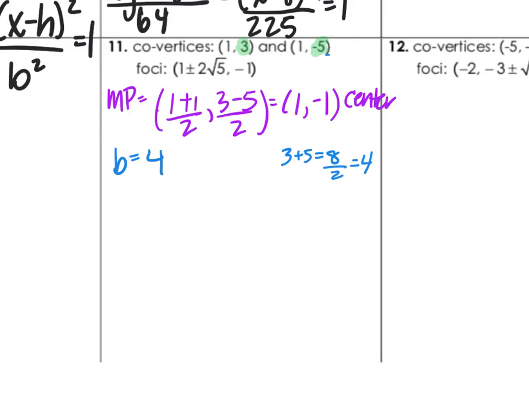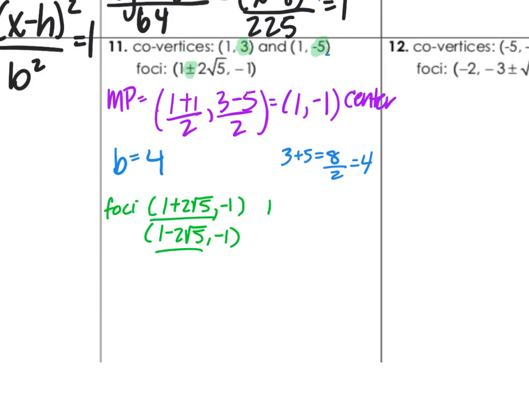Now we can use the foci to find c. Keep in mind that even though the foci is written kind of like it's 1 point here, the plus minus means that it is indeed 2 points. So the foci is actually 1 plus 2 square roots of 5, negative 1, and 1 minus 2 square roots of 5, negative 1. So in order to find c, we need to find the difference between the x's.